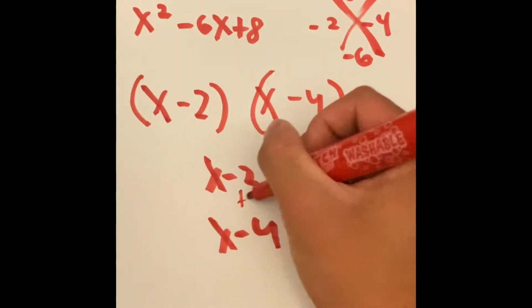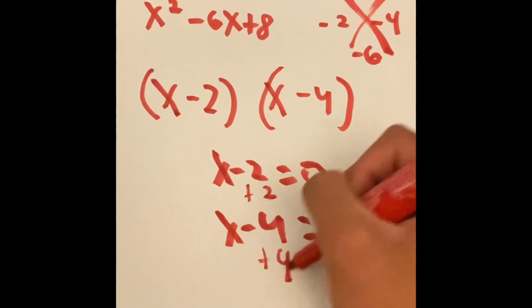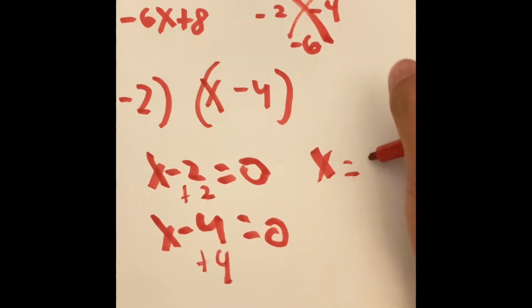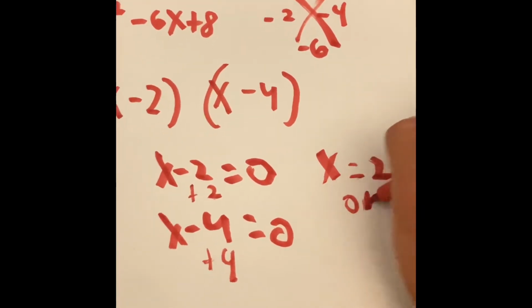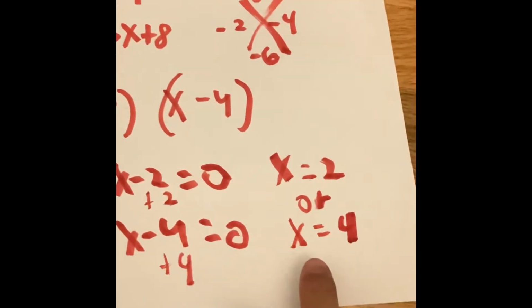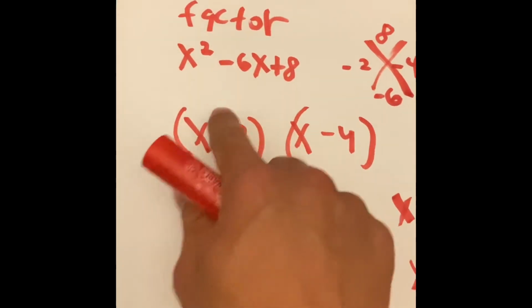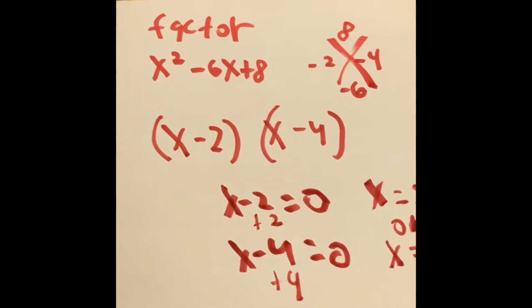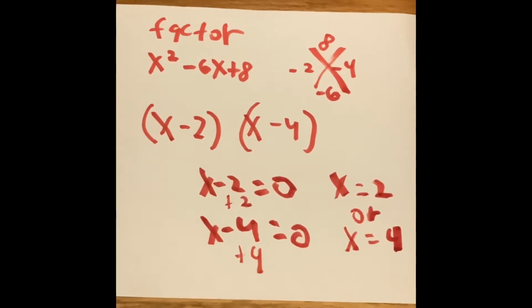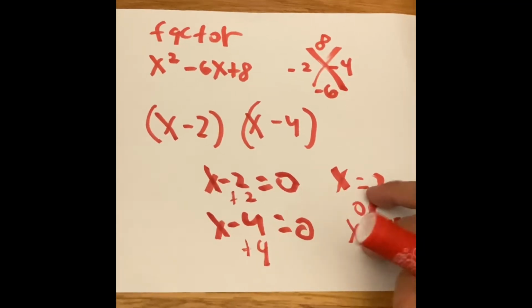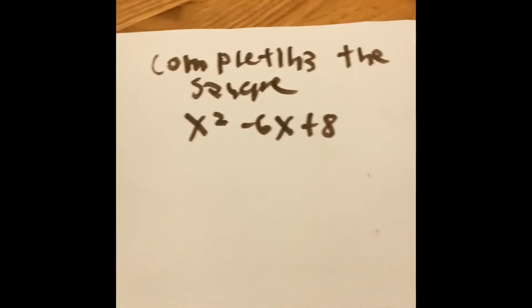We have to add 2 to this side, add 4 to this side to get x alone, and we get x is going to equal positive 2, or x is going to equal positive 4. Those are the two numbers that can be inserted in for x to make this equation true, and that is factoring. Let's now see if we can experiment, and we can also get the same answer because we're using the same problem for completing the square.